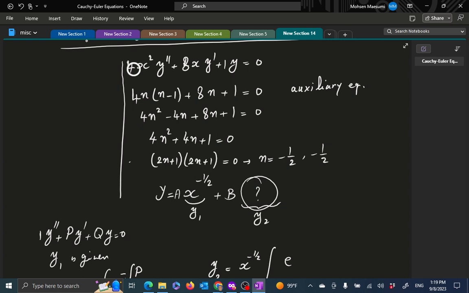So how do I do that? Just divide by 4x squared. So you get y double prime plus 8x over 4x squared, so it's going to be 2 over x, y prime, plus 1 over 4x squared y equal to 0. So this is the standard form of the same equation.